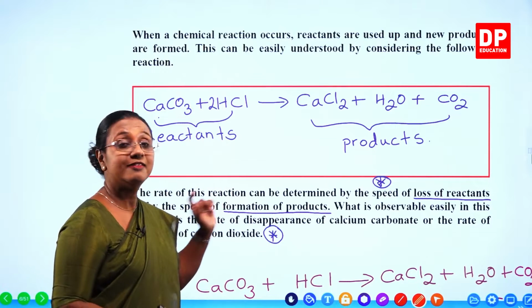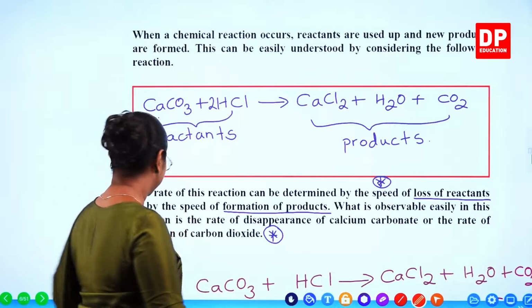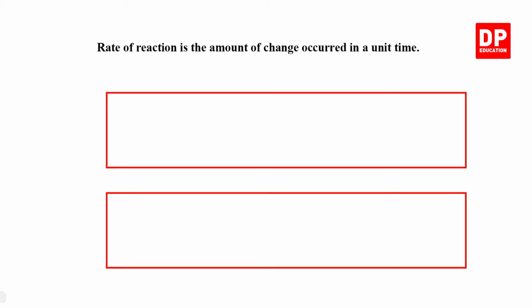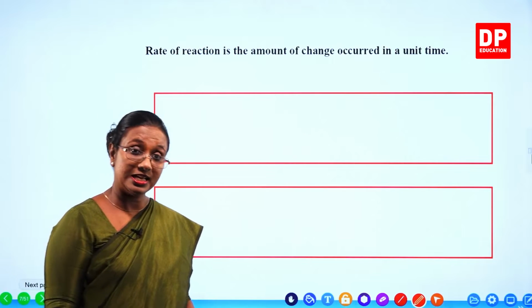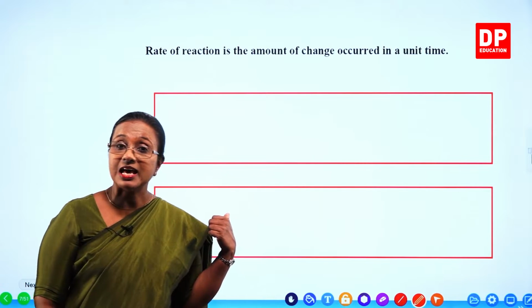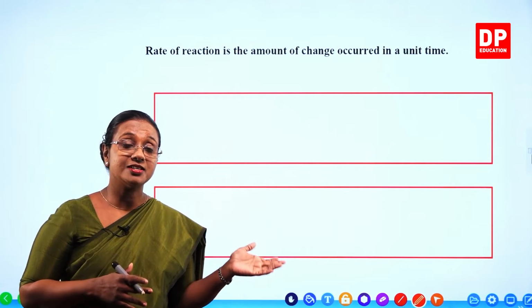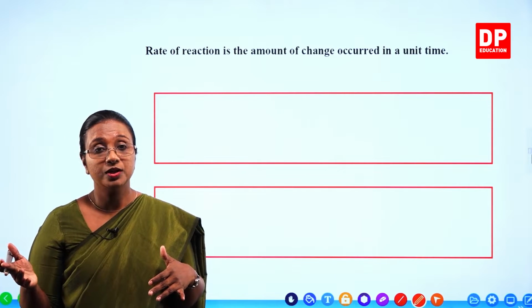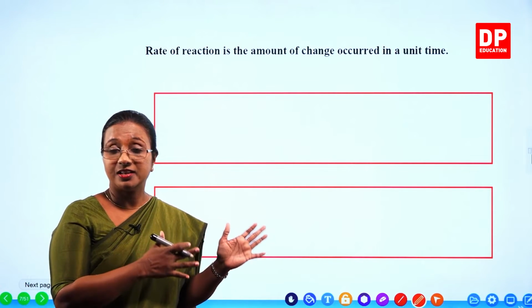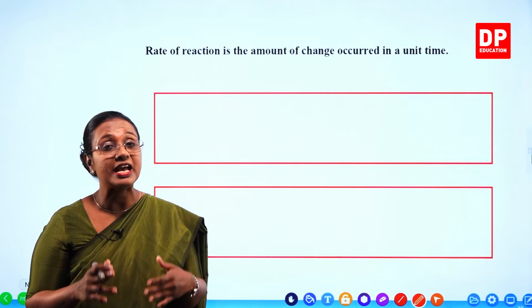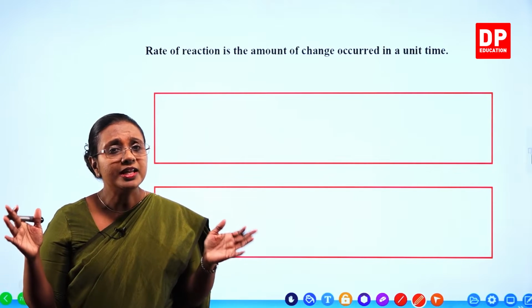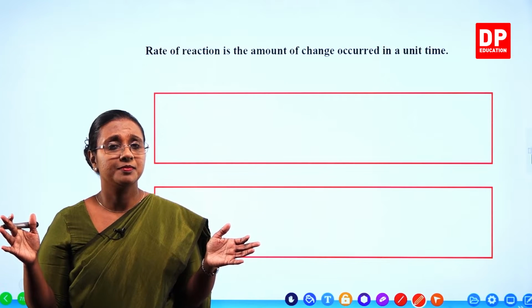So, then I will move on to the next slide. Rate of reaction is the amount of change occurred in a unit time. In the previous slide, I explained that when the reaction is taking place, reactants are used up and products are formed. So, the speed at which reactants are used up or the speed at which products are formed, will they be different or the same?